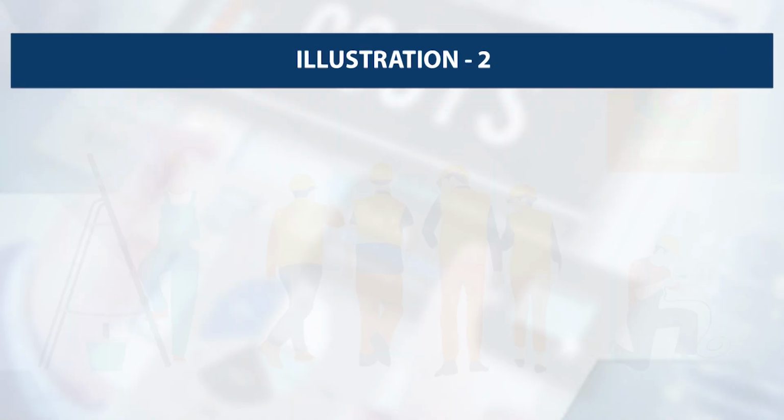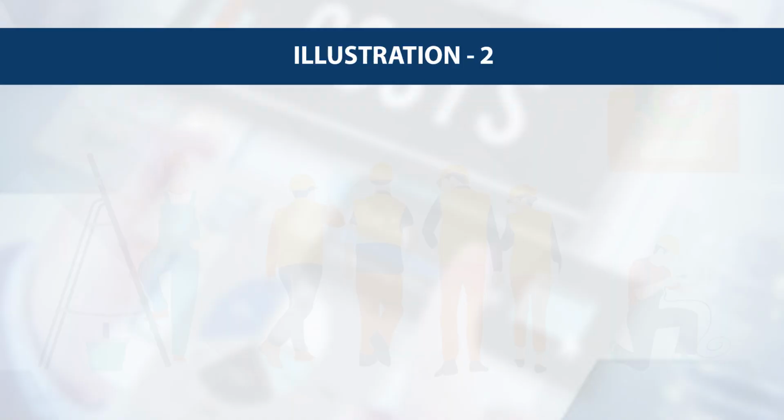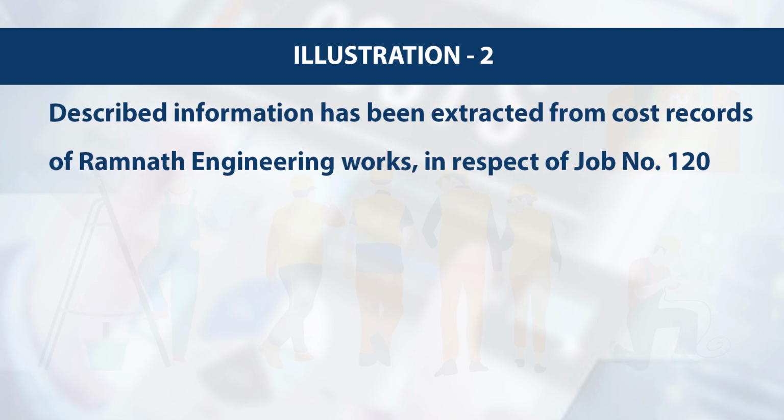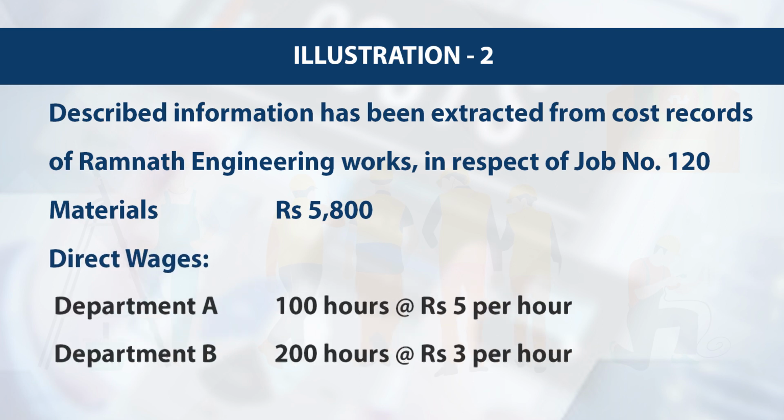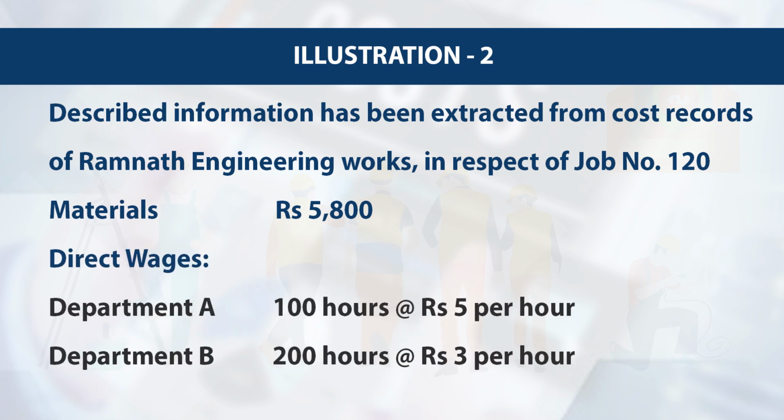After having understanding on theoretical aspect, let's see practical problem on job cost determination. Let's understand with the help of illustration 2. Described information has been extracted from cost record of Ramnath Engineering Works in respect of job number 120. Materials rupees 5,800, direct wages for Department A 100 hours at the rate rupees 5 per hour, Department B 200 hours at the rate rupees 3 per hour.